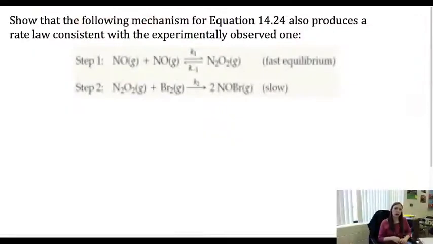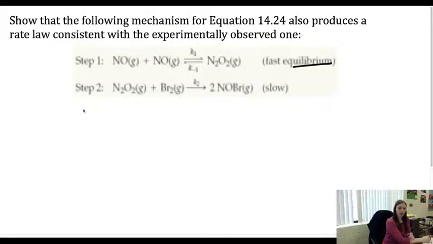Now we're going to show that the following mechanism for equation 14.24, which are the 2 right there, also produces the rate law consistent with the experimentally observed one. So actually, what we just looked at, that same rate law, we're going to show that these 2 steps will also equal the earlier proposed rate law. I noticed that this is my fast step, this is my slow. This is so quick, this is actually at equilibrium.